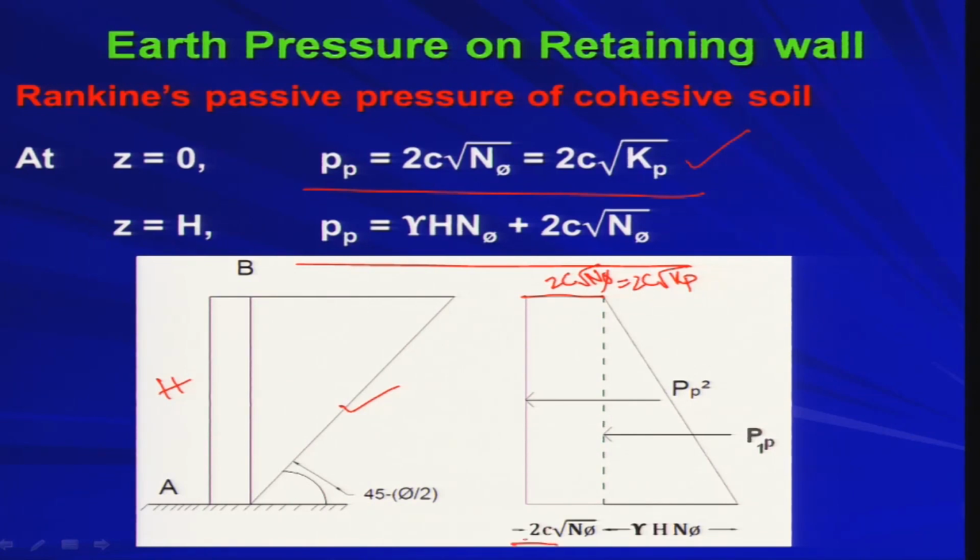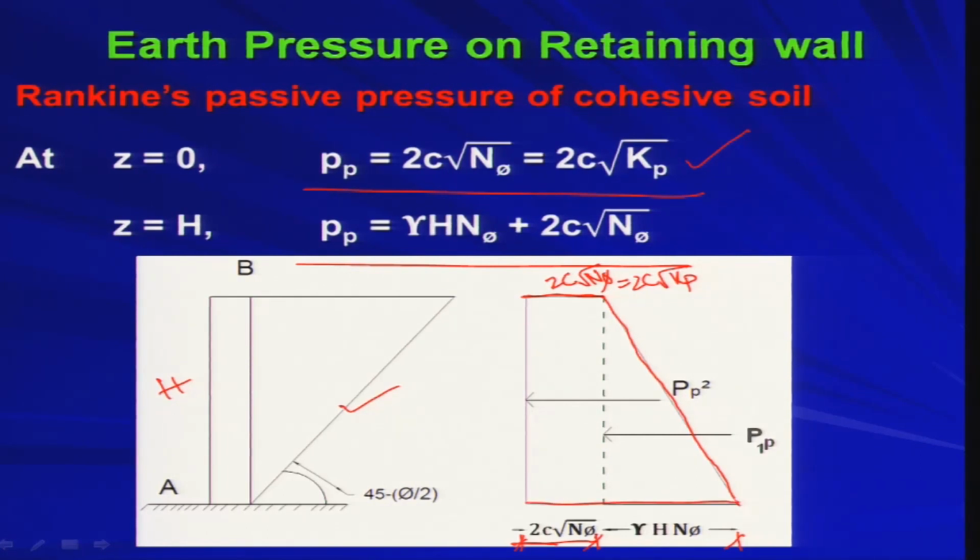So, this part is 2c root over N phi, and this part is gamma H N phi. So, this is the total passive pressure distribution. So, the passive pressure distribution curve will look like this.